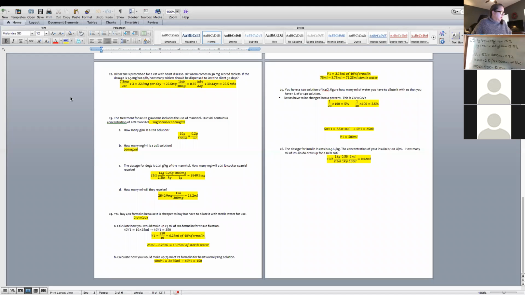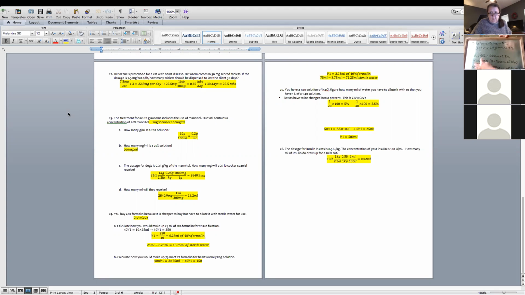Okay, sorry, you're unmuted. How I set up number 25: I did the 1 gram per 20 milliliters, set up as a ratio, to 100. Then I cross multiplied and divided, and I got 5 grams per 100 milliliters, which is 5%. And then I did the same thing again for the 1 gram per 40 milliliters, and I got 2.5%.